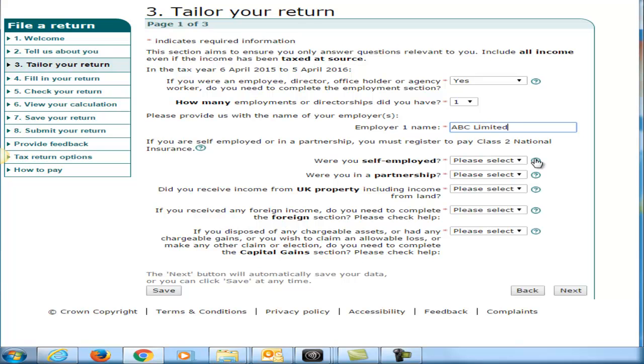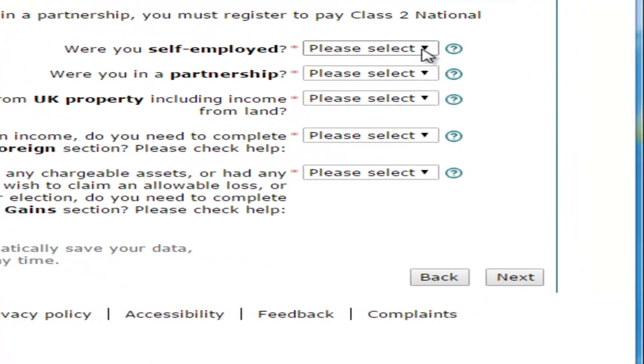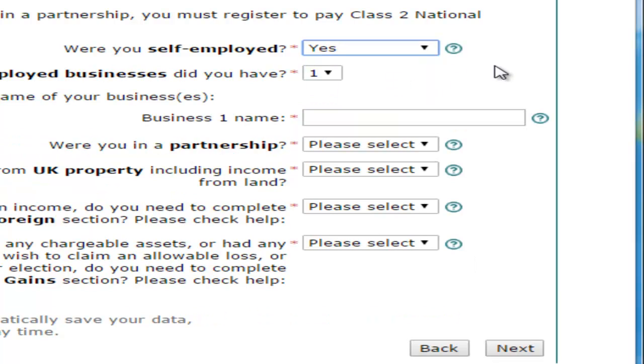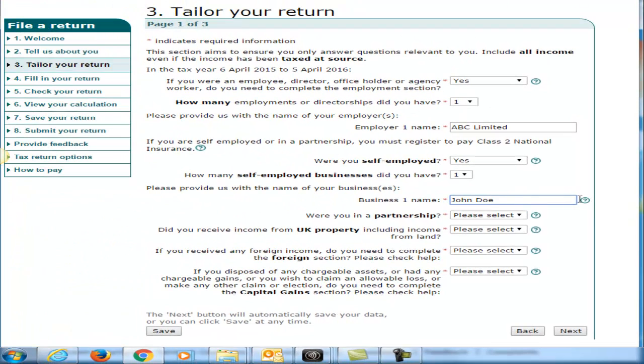Okay. It moves on, were you self-employed? So most people that fill up a tax return tend to fall into the self-employed area. So that'll be a yes. And then it asks for the business name you operate under. Most people operate under their own name. Following that, we then get, were you in partnership? So a different form of self-employment, were you in partnership?